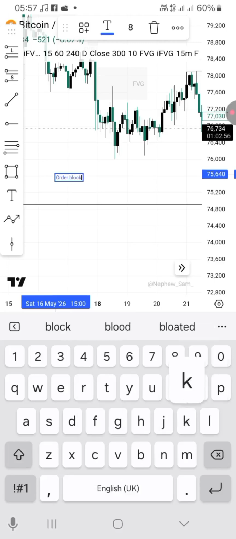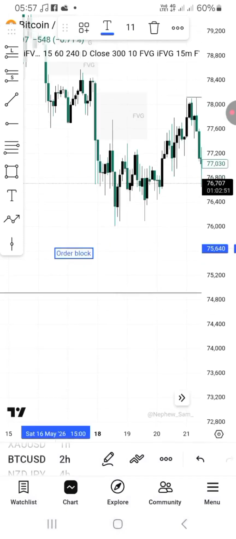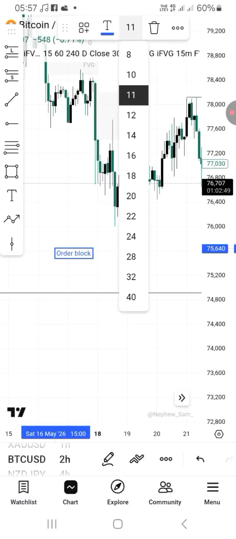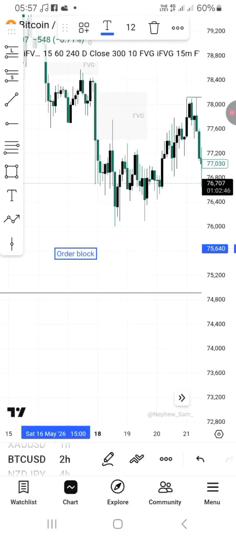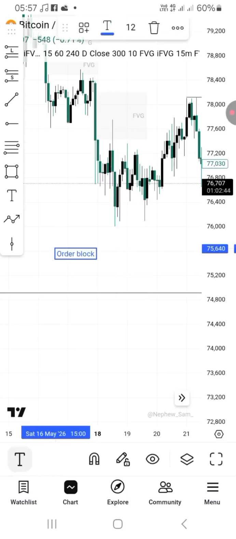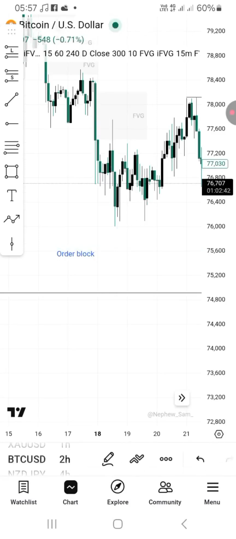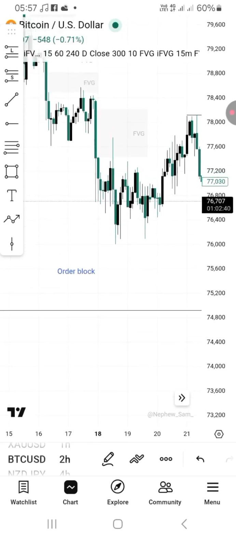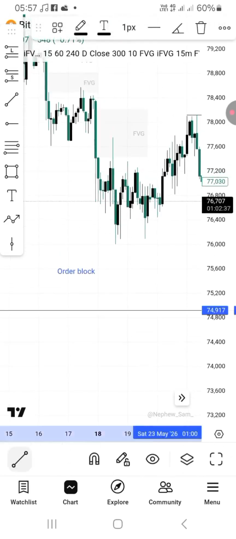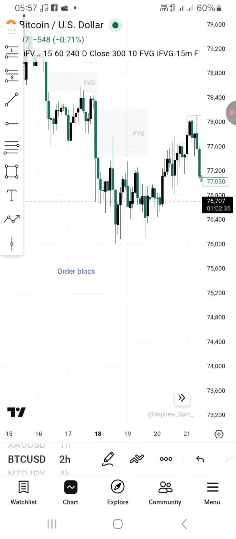So it is a necessity for us to correctly identify what an order block is and how to identify an order block. All right. I need you to know that an order block is the last, in a bearish market, a bullish candle that was traded through by a bearish candle.